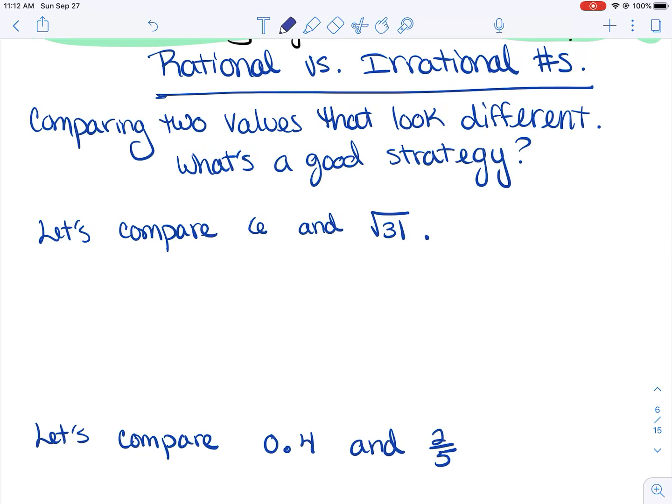So hopefully you've had a second to think about that. Comparing two different values, I think one really good strategy is to make them look similar or make them in the same form.